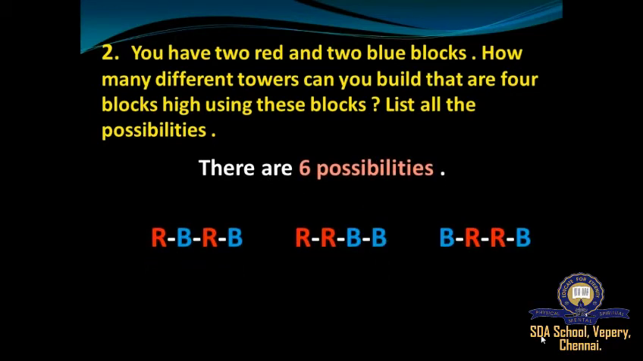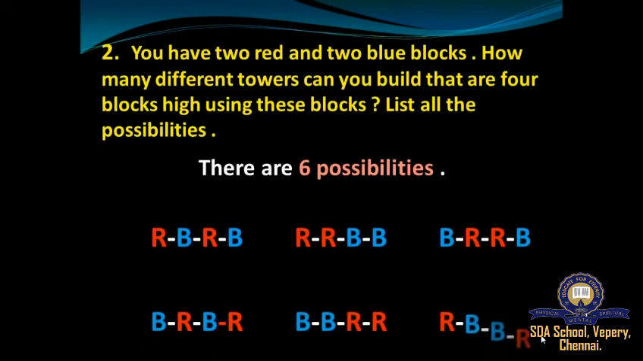The first one will be red, blue. The second combination will be red, blue. The third one will be blue, red, blue. The fourth one will be blue, red. The fifth one will be blue, red. And the last one will be red, blue, red blocks. So these are the 6 different possible combinations in which you can build a tower using 4 blocks, that is, using 2 red blocks and 2 blue blocks.